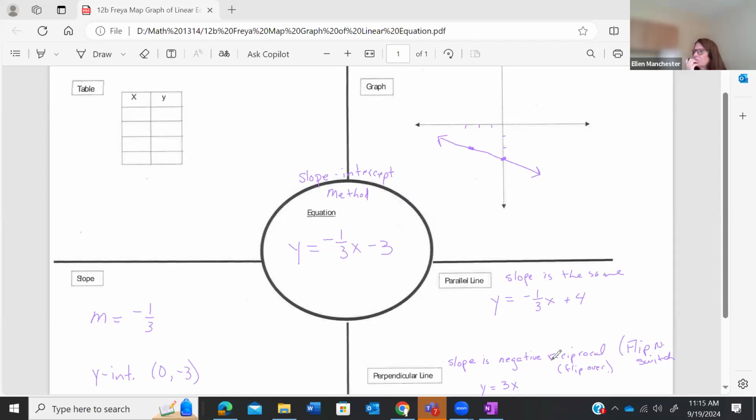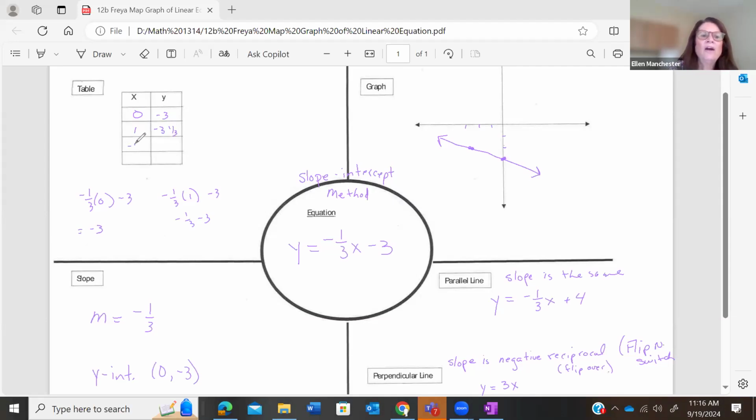Okay. And then the table is just a way to plot points. If you forget what the process is, the y-intercept, and then rise and run, you can just plug in values. So if x is 0, I'd go -1/3 times 0 minus 3. So it equals -3. So y equals -3. If x is 1, it would be -1/3 times 1 minus 3. So -1/3 minus 3. So it would be a -3 1/3.